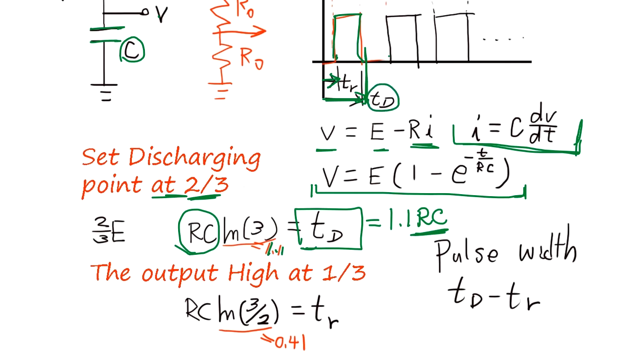When it starts charging, this voltage starts going up, and when it reaches 2/3 of the voltage E, we consider it charged up. We can also use this TR, this 1/3, which is 0.41 RC. So how do we make this kind of circuit?